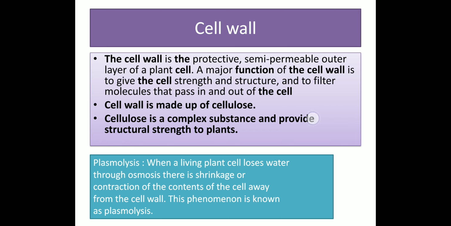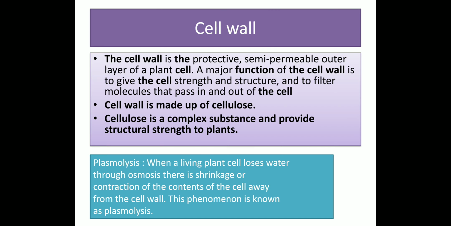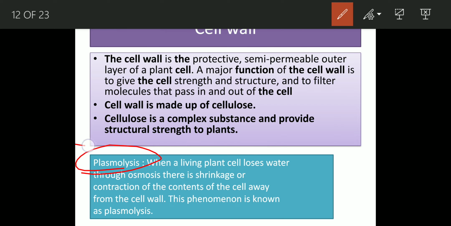Okay, we'll discuss one more term here, that is plasmolysis. What is plasmolysis? When a living plant cell loses water through osmosis, there is a shrinkage or contraction of the contents of the cell away from the cell wall. Like in the last example, when we place the cell in a concentrated solution and the water from the cell moves to the surrounding, the grape shrinks. This is an example of plasmolysis.